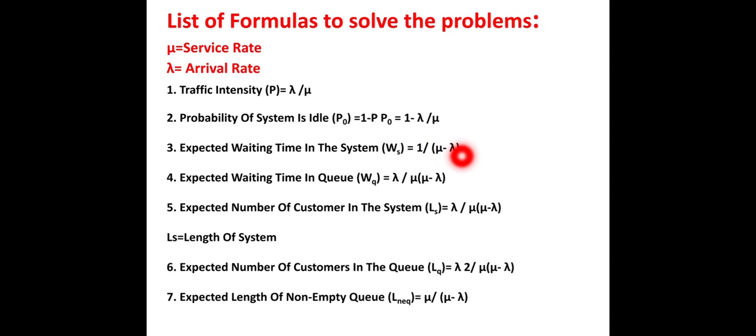So you see only mu and lambda are there, where you can substitute the values and get the answer. Expected waiting time in the queue, WQ, is equal to lambda divided by mu into mu minus lambda. Expected number of customers in the system, LS, is equal to lambda divided by mu minus lambda, where LS is length of system. Expected number of customers in the queue, LQ, is given by lambda square divided by mu into mu minus lambda. Expected number in a non-empty queue is given by mu divided by mu minus lambda.